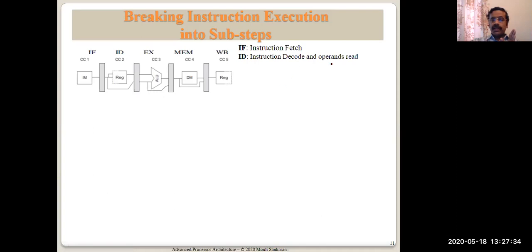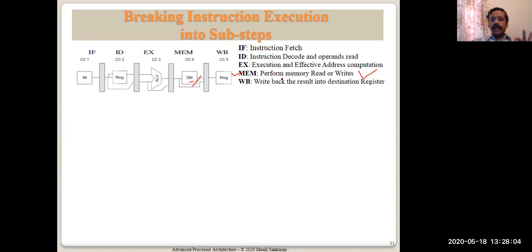Instruction fetch, instruction decode and operands read, execution and effective address computation. Just keep it in mind, it is not only doing execution, it is doing some address calculation also, based on the type of the instruction. I will give you an example, and then you will be able to understand. Memory access is a data memory access, not an instruction memory access. Again, this also is based on the instruction and that particular cycle. Write back the result into the destination register.